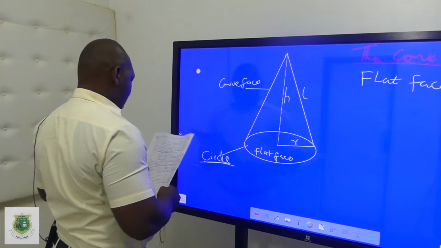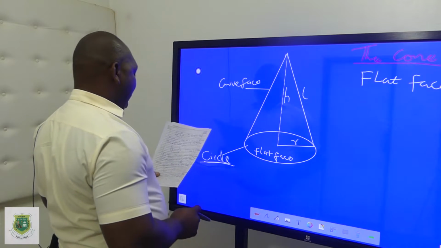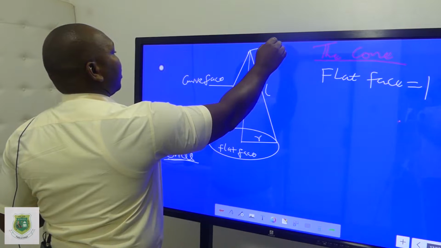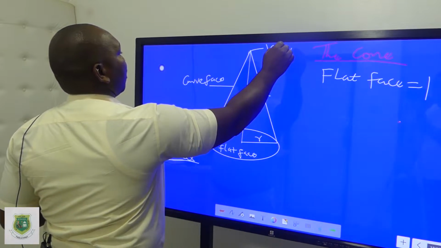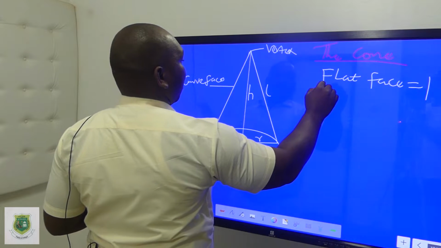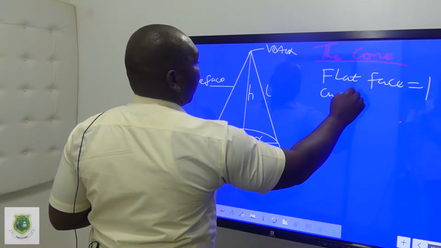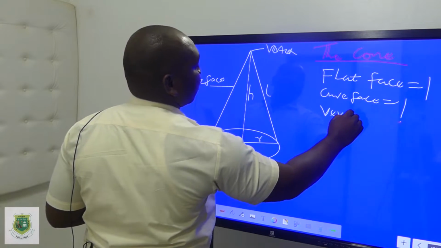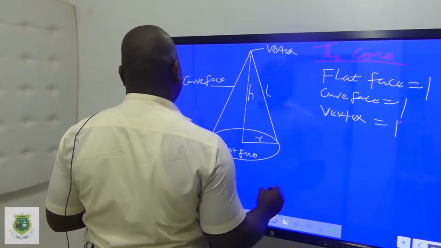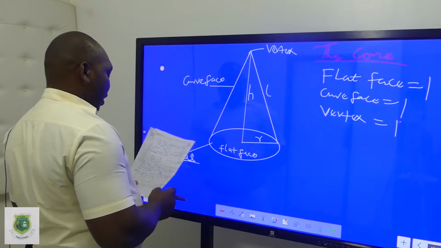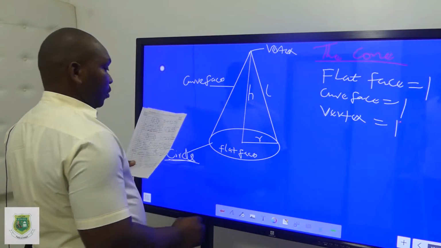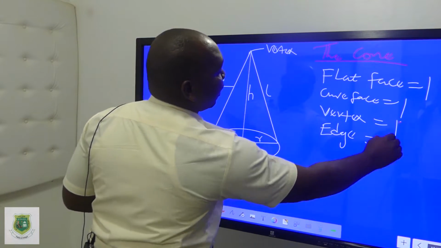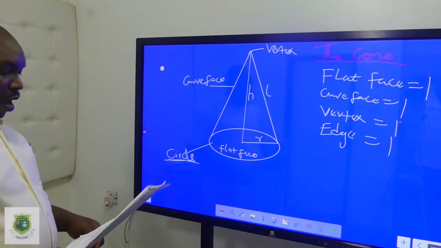Curved face. And how many vertex? One vertex. This is the vertex. It has one vertex. Curved face equals 1. Vertex equals 1. And edge? One edge. It has one edge. So everything is 1, 1, 1.